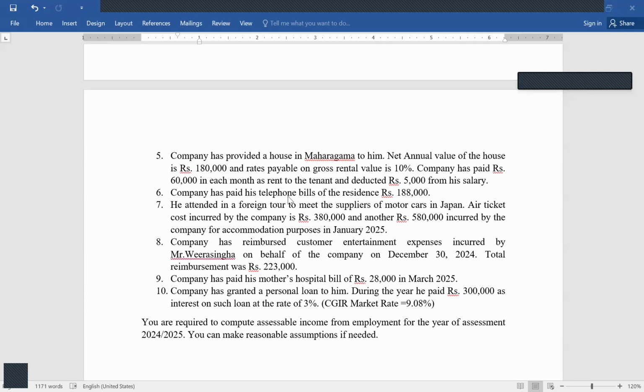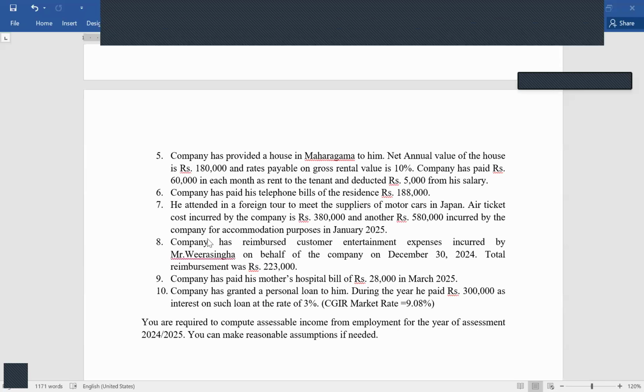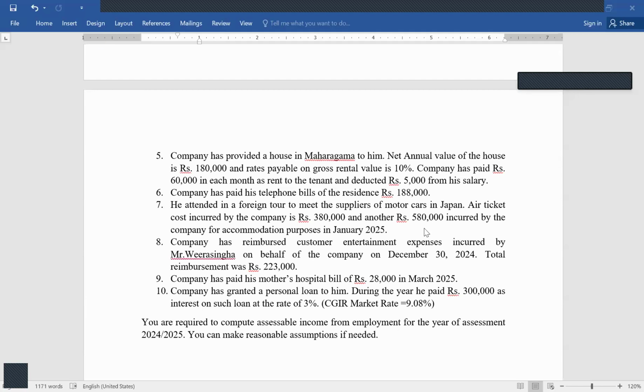The company has paid his telephone bills of the residents 188,000. So telephone bills are reimbursed. Then 50% should be considered. He attended in a foreign tour to meet the suppliers of motor cars in Japan. Air ticket cost incurred by the company is 380 and another 580 incurred by the company for accommodation purpose in January 2025. So if it is a tour, with regard to the official tour, we cannot consider it as a benefit because it is a official tour.